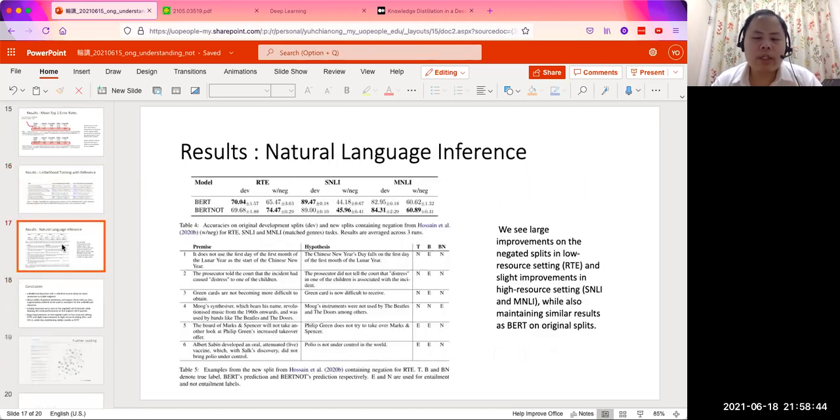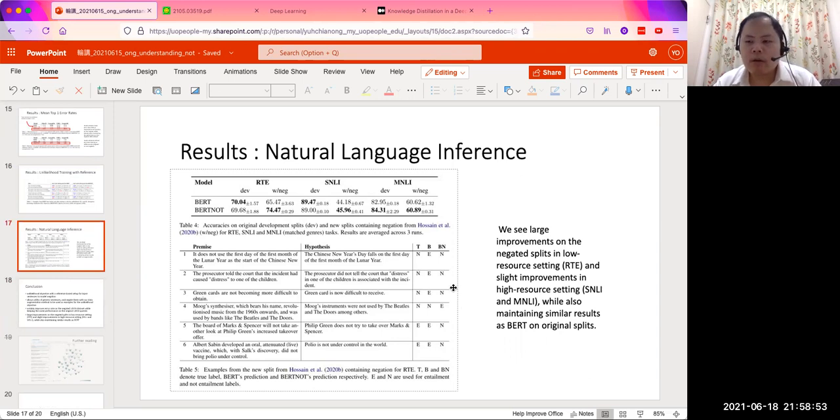Another task that the paper actually worked on was natural language inference. So what is natural language inference? Basically, we are talking about whether logically a statement follows a previous statement, in which case we will call it entailment, or if the one statement does not follow the previous statement, and therefore we call it non-entailment.